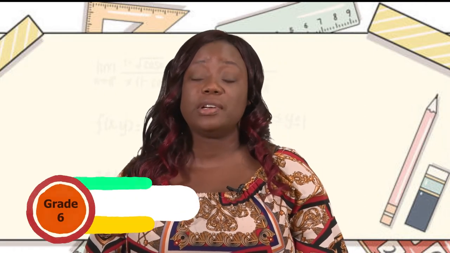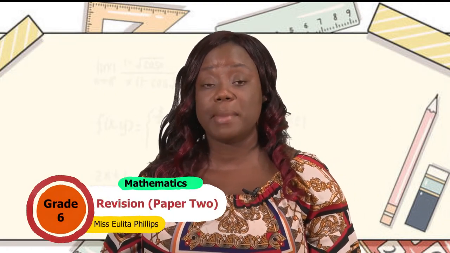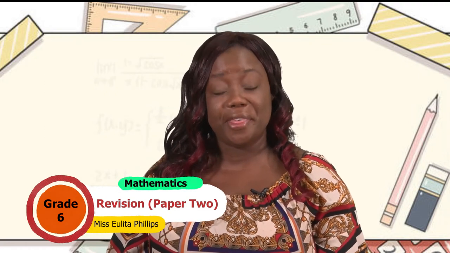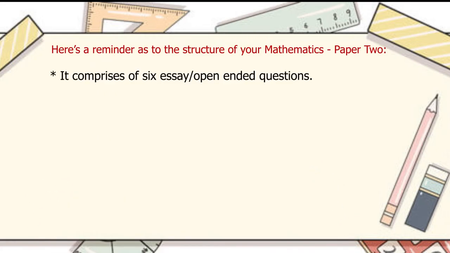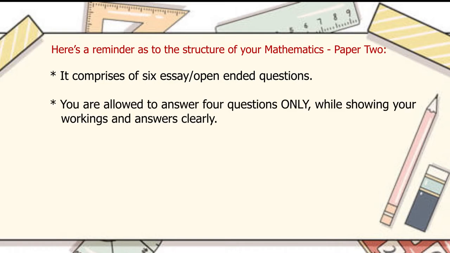So today we will be focusing on revising some topics in Math Paper 2. However, before we review the actual questions, I have a few reminders for you. The first one is the structure of your Math Paper 2. By now, I know that you know the structure of the paper. In case you don't, here's a reminder for you. The Maths Paper 2 comprises 6 questions, what we would call essay questions or open-ended questions. You are allowed to answer 4 questions only, showing all workings clearly and your answers.